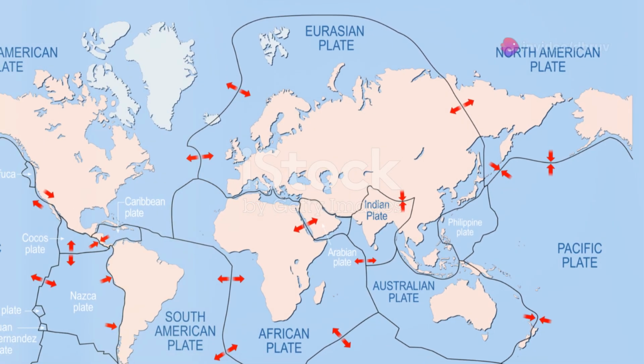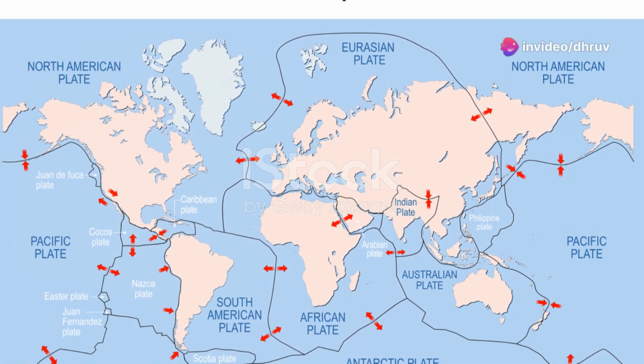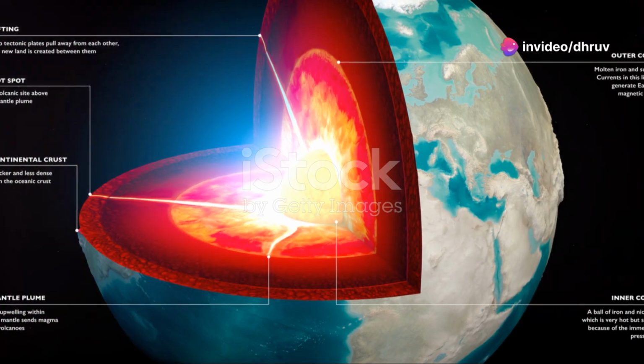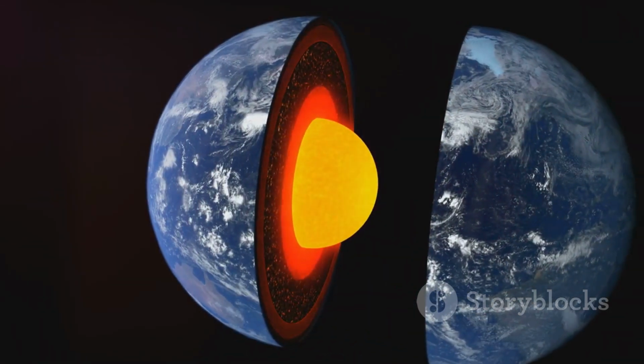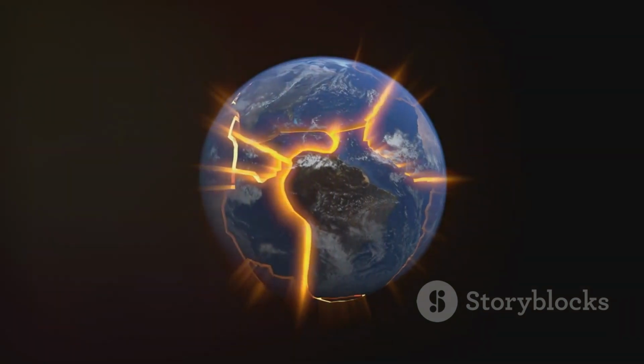The Earth's surface is made up of large pieces called tectonic plates. These plates float on a layer of molten rock. They are always moving but very slowly. Sometimes they slide past each other. Other times they bump into each other or move apart.